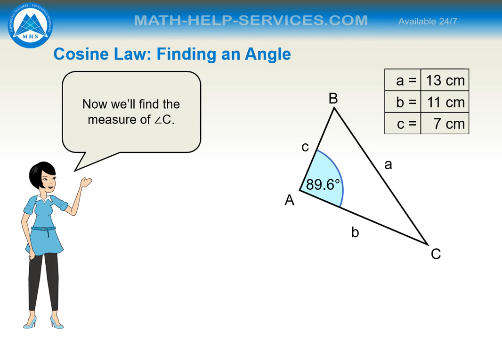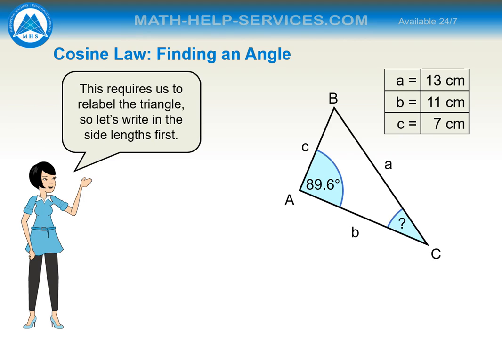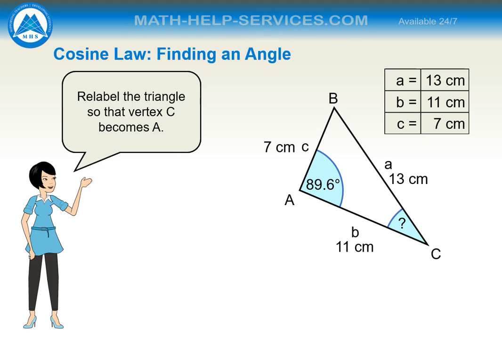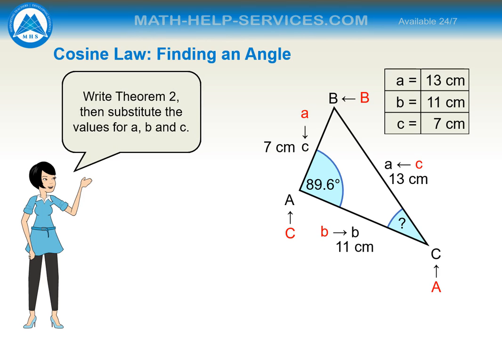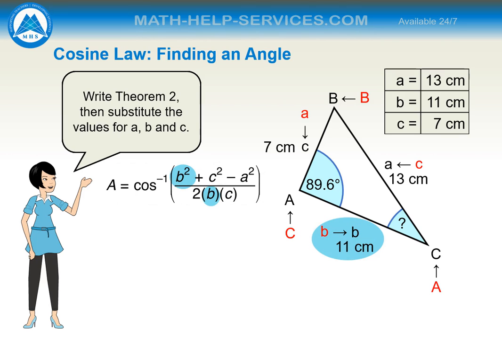Now we'll find the measure of angle C. This requires us to relabel the triangle, so let's write in the side lengths first. Now relabel the triangle so that vertex C becomes A. Now relabel the sides based on the new letters of the vertices. Now write Theorem 2, then substitute the values for A, B, and C. We're using the new A, B, and C here.